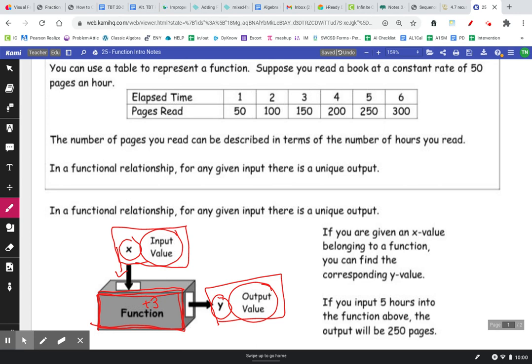Here's an example. I'm going to put in the number 5. 5 is my input. I put 5 into this function. My function adds 3 to it. What should come out? Well, what should come out is 8 because 5 plus 3 is 8.